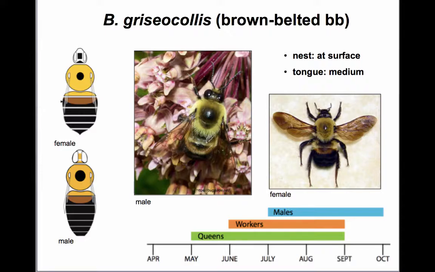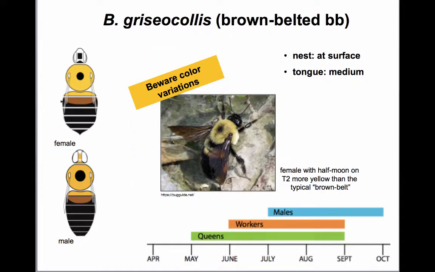Here's an unusual looking color variation of Bombus griseocollis to compare to the typical forms we saw on the last page. In this one, it still has that half-moon shape on T2, but in this individual, the hairs are a little more yellow than brown. So be wary of that. Keep this picture in mind, and next we're going to look at one that's sometimes confused with this species.